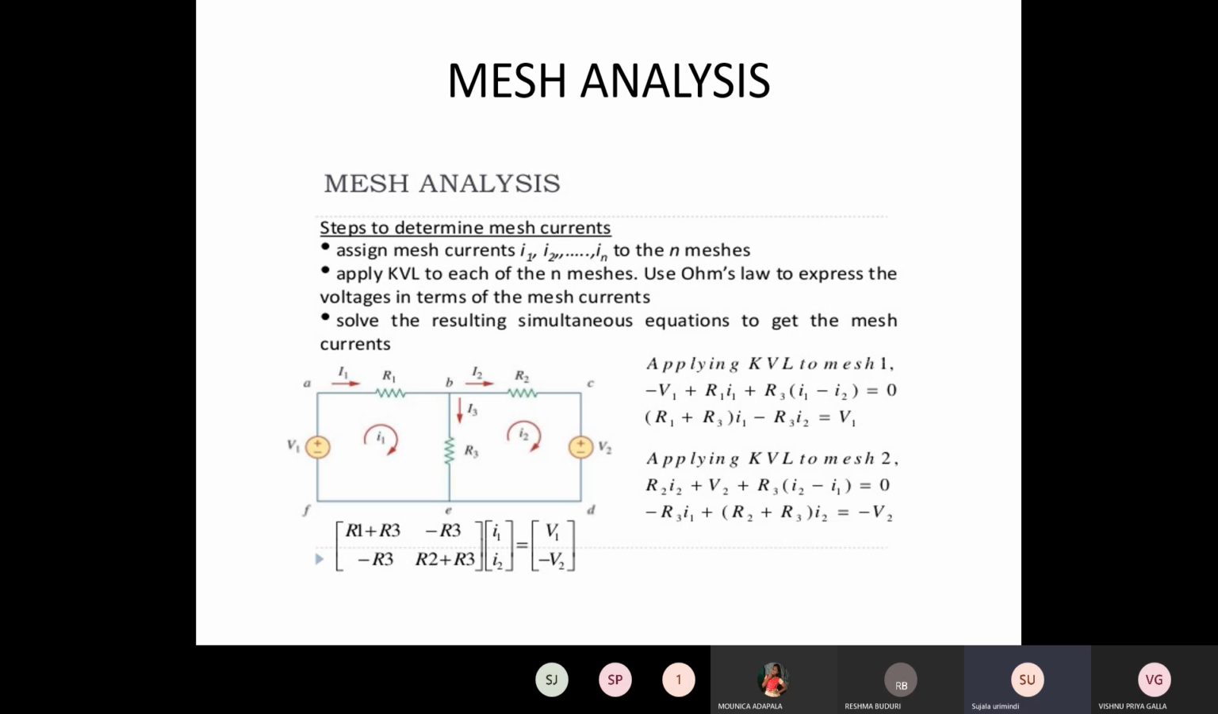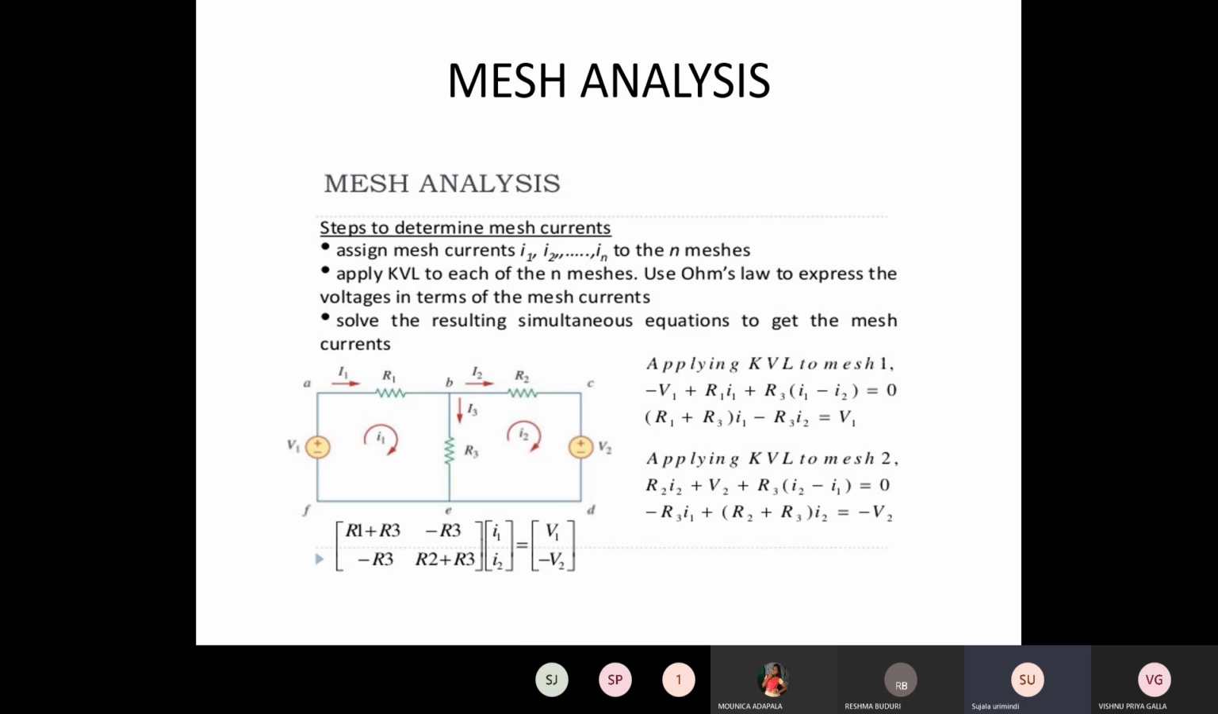Next, apply KVL to each mesh, using Ohm's law to express voltage in terms of the current. According to Kirchhoff's voltage law, the algebraic sum of the voltages is equal to 0, and V is equal to IR. Next, solve the resultant simultaneous equations to get the mesh currents.